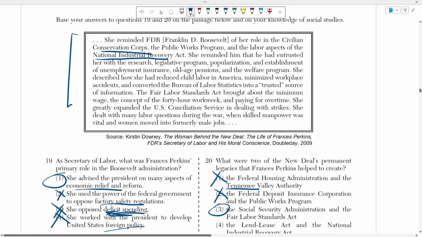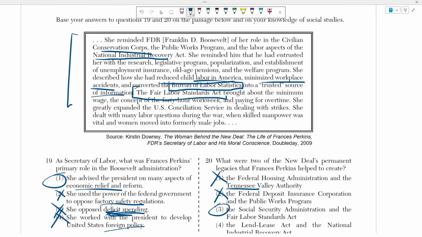Remember that she described how she had reduced child labor in America, minimized workplace accidents, and converted the Bureau of Labor Statistics into a trusted source of information. The Fair Labor Standards Act brought about the minimum wage, right? So she made the Fair Labor Standards Act, right? That was her. So one of her legacies has to be the thing that she literally created.